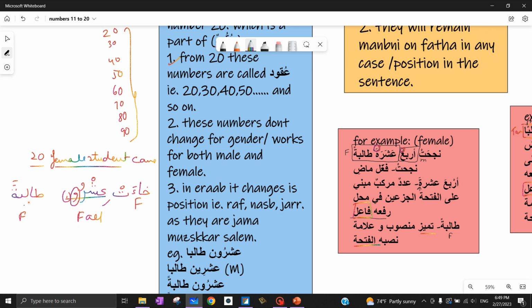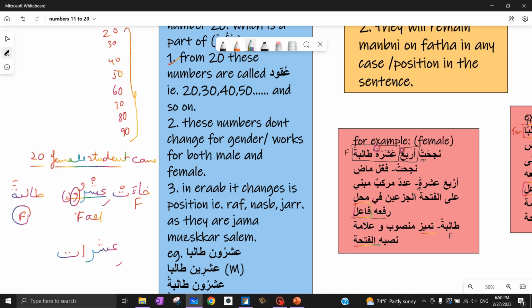So never think that if this is female we will put something feminine, like ishruna, or you can put ishrat. Some may say it should be ishrat as Jama Muannas Salim. It cannot be. The genders, you cannot work in genders in Uqud. 20, 30, 40 will remain like this. And all the number names from 20 to 90 will be in Jama Muzakkar Salim. These numbers don't change for gender, works for both male and female. Ishruna Taliban, Ishruna Talibatan.